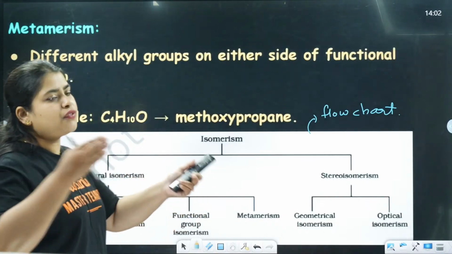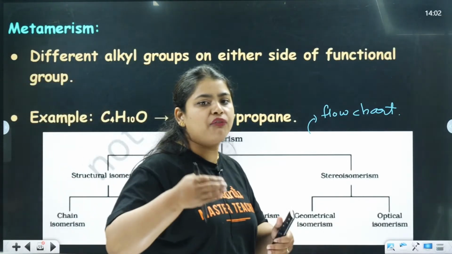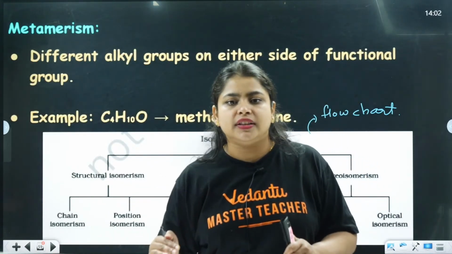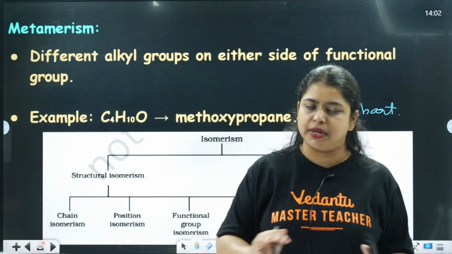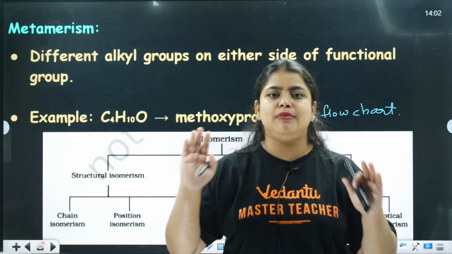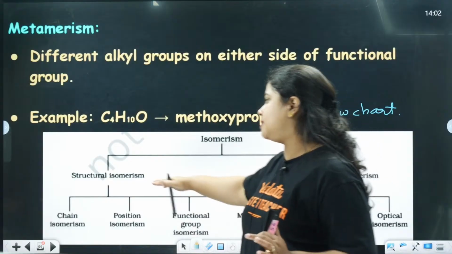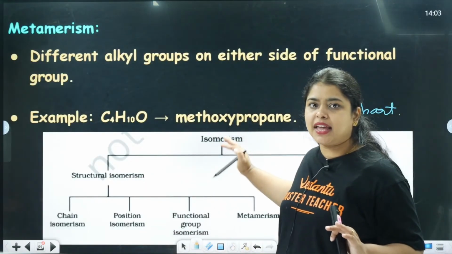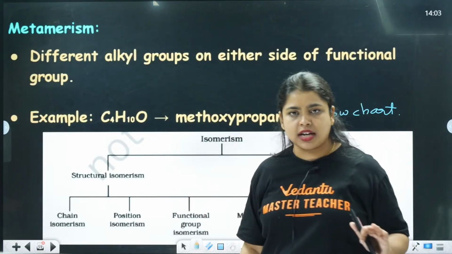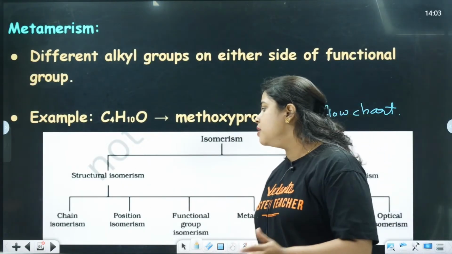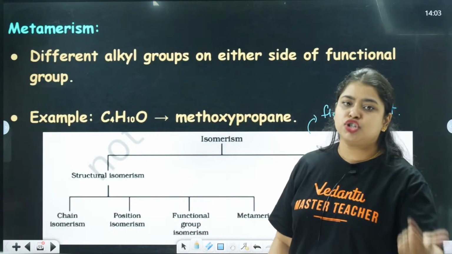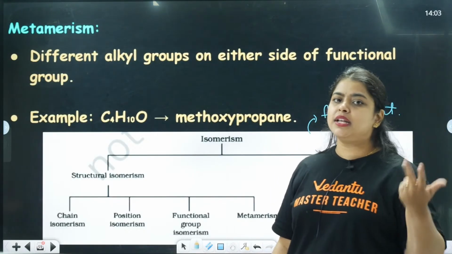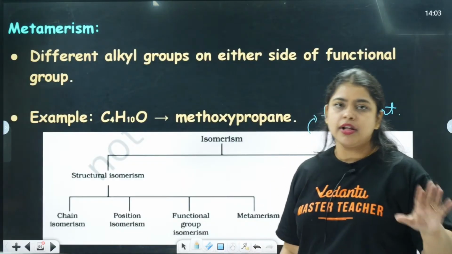So on either side of the functional group, a different type of alkyl group will be present. This much you people understand; it will be easy to completely understand structural isomerism. Now, isomerism definition we have learnt, and in structural isomerism we learnt about chain isomerism, position isomerism, functional group isomerism and metamerism. Clear?